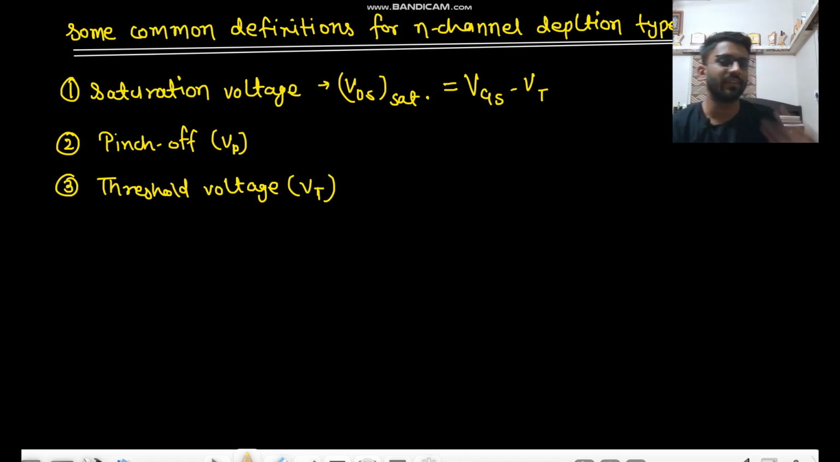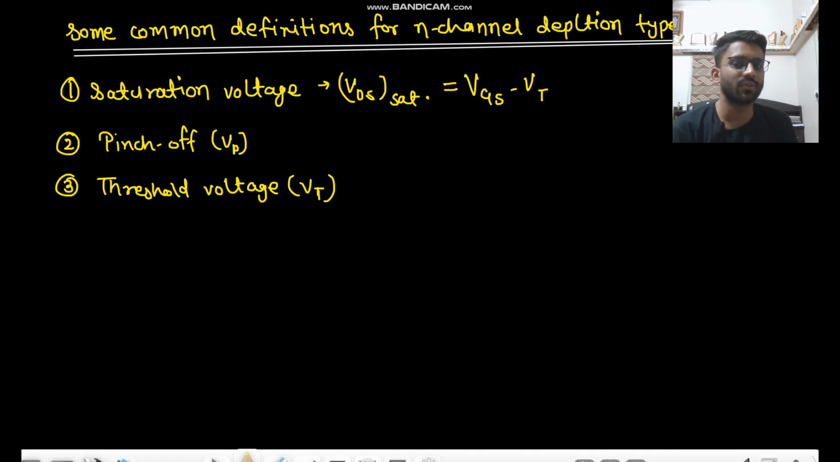Now VT is the threshold voltage, and what is pinch off, VP? At some negative value of VGS for an N-channel depletion type MOSFET, the channel is completely depleted of charge carriers, so there is no current flow. That potential is known as the pinch off voltage.